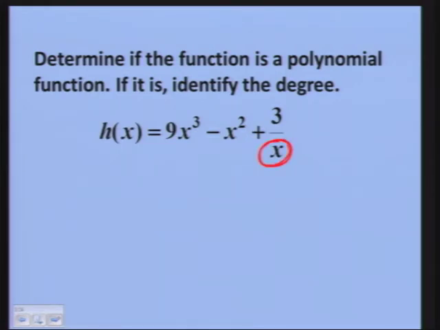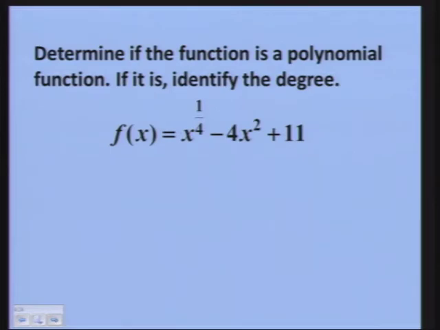In fact, if you will remember, if I brought that x up to the numerator, the sign of its exponent would have to change, and that's not a whole number. It's an integer, but not a whole number. So we can tell this is not a polynomial function. Then we come to this one. Do you notice that x to the 1/4? That's not a whole number, is it? So that is not a polynomial function either.